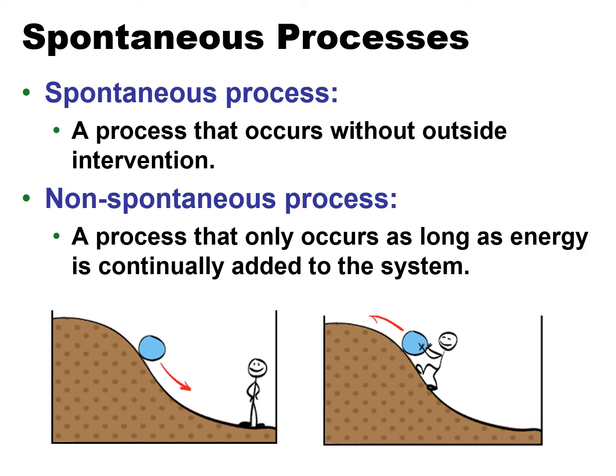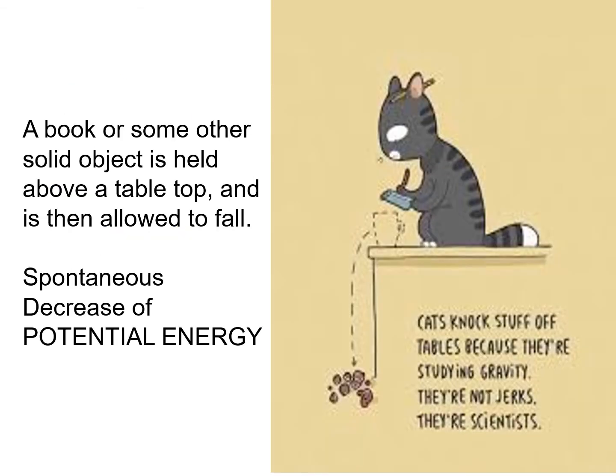So we need to come up with a definition of spontaneous process versus non-spontaneous process before we can worry about how to predict that. We could define a spontaneous process as something that occurs without outside intervention, as opposed to a non-spontaneous process in which there is the need for intervention from the outside to trigger it, to make the thing happen. So let's see some examples.